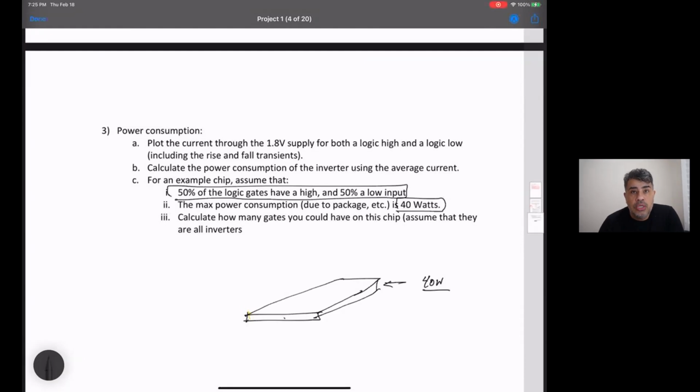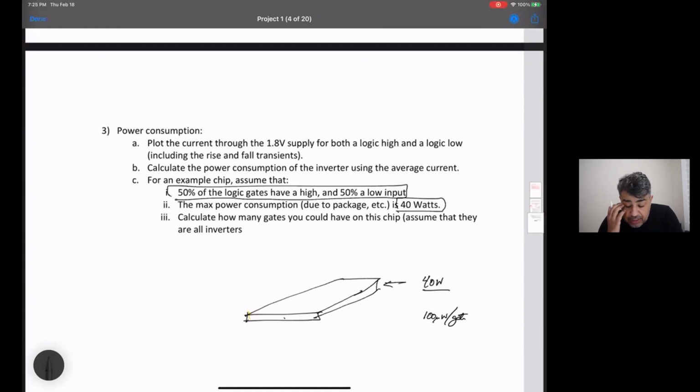When the input's low, I think the power consumption should be 0. When the input's high, you'll get some, depends on what you design, but might be tens of microwatts, 100 microwatts. I don't know what numbers you guys are getting. So if those were the parameters, say you had 100 microwatts per gate, then the question is, how many gates could you fit into this chip?